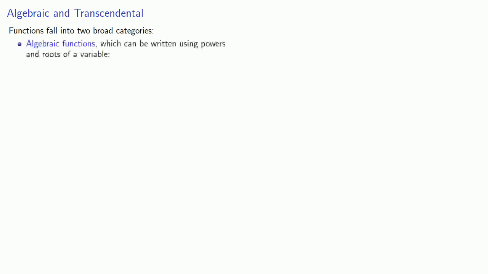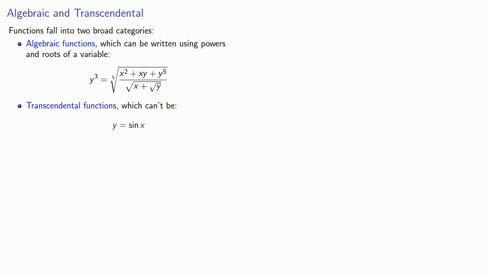First, there are algebraic functions, which can be written using powers and roots of a variable. For example, this rather modest-looking thing is an algebraic function, because the only thing we have here are powers and roots of a variable. On the other hand, transcendental functions are much more terrifying because they cannot be written using powers and roots. So one of the terrifying transcendental functions is this one, y equals sine of x.